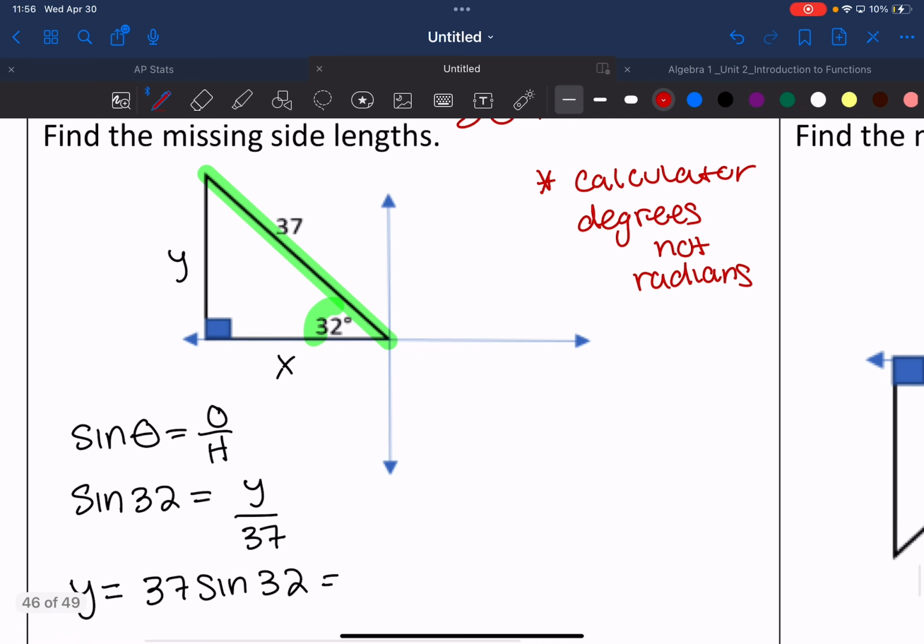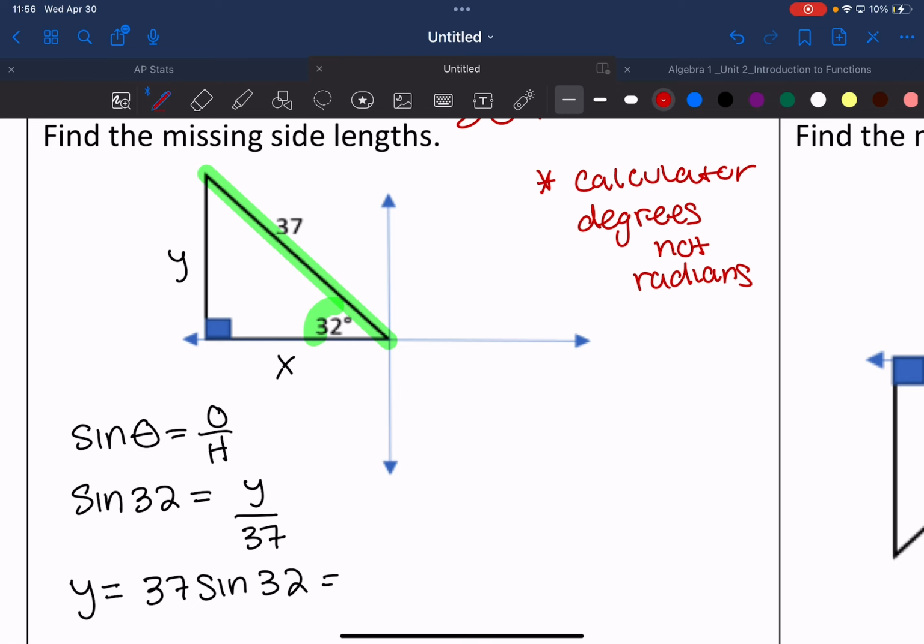Okay, so on the calculator, and I'll show you here. Look at the top of my calculator. Do you see how mine says DEG? That is degrees. Your calculator needs to say the same or you're going to get a different answer.